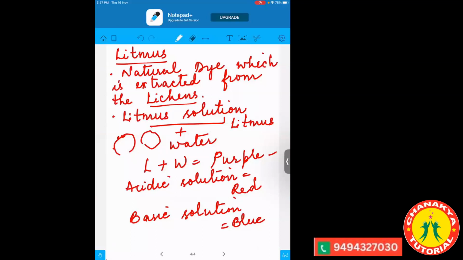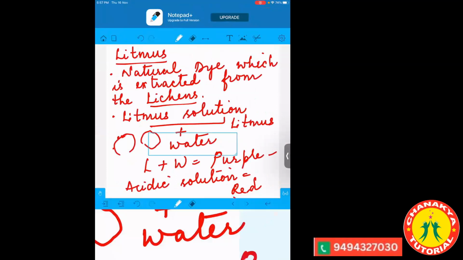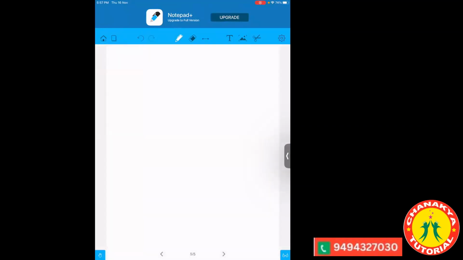When they are added to acidic solution, they will become red. When they are added to basic solution, they will become blue. And normally in water, they will be purple in color. So when they are neutral, they are purple. When they are acidic, they are red. And when they are basic, they are blue in color. And when they do not change any color, the color will remain the same, which is purple.